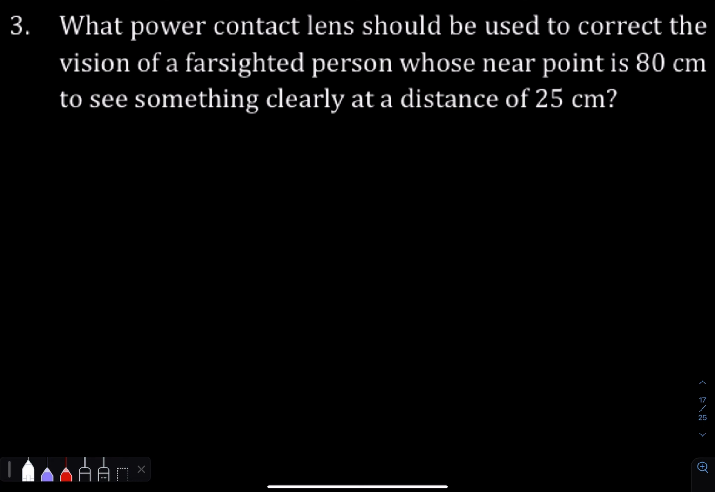What power contact lens should be used to correct the vision of a farsighted person whose near point is 80 centimeters to see something clearly at a distance of 25 centimeters? Let's look at the equations and let's do a little algebra. I want to make this a little simpler.